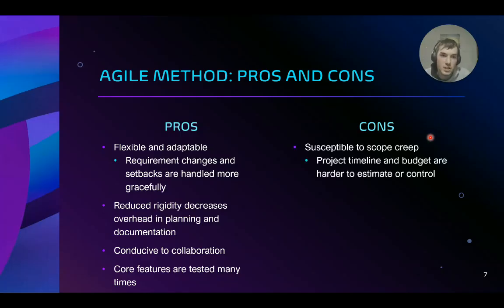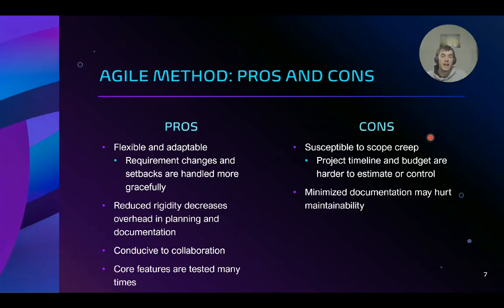A con of the Agile methodology is that it's really susceptible to scope creep, which is when a project keeps having requirements added to it throughout the process until it's way bigger than the initial estimate. And as a result of this, the timeline for the project and the budget are really hard to estimate or control in Agile because you're not going in with a strong plan, but you're developing, and the project is often ballooning throughout the process.